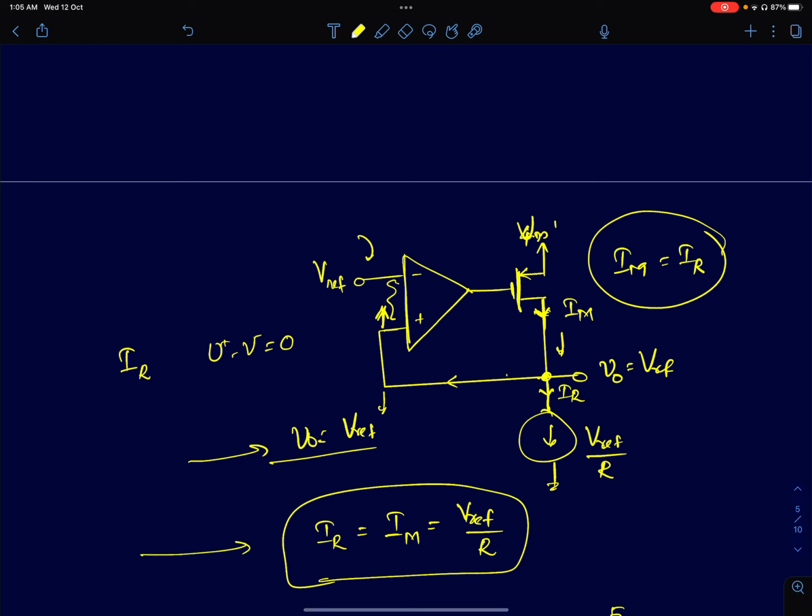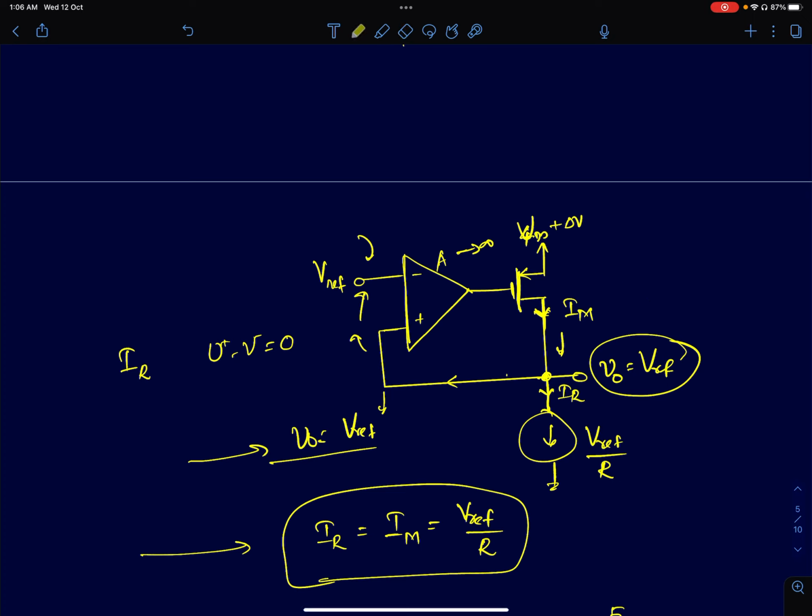Now I'm increasing the source voltage by delta V volts. Whatever changes might happen in the circuit, because this gain A is infinity and the circuit is in negative feedback, these two nodes will be enforced to be equal. So V0 will still continue to remain equal to Vref, even though the supply is increased by delta V, which means your IR will remain the same.